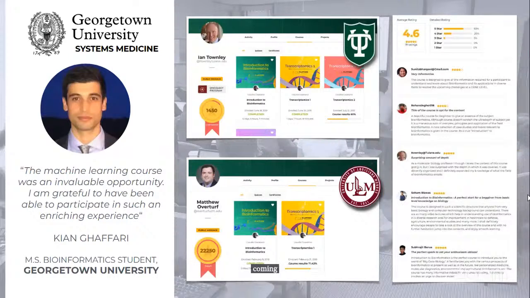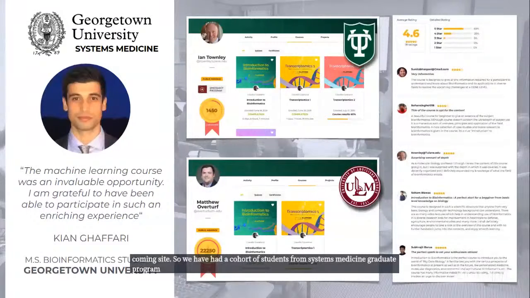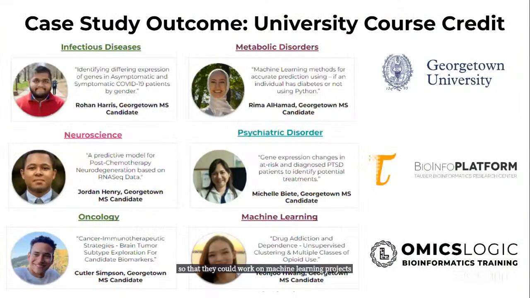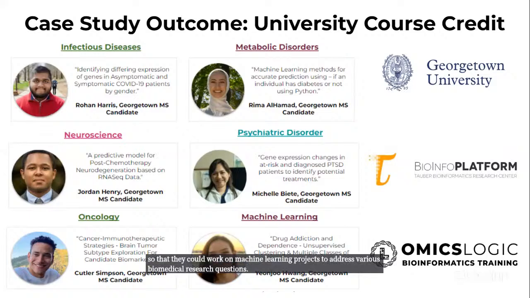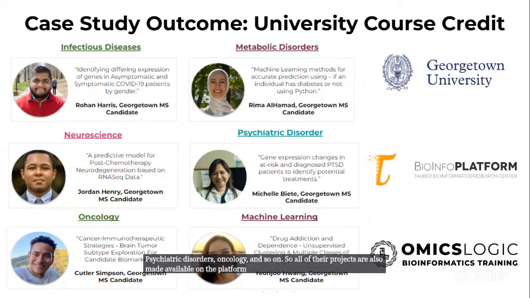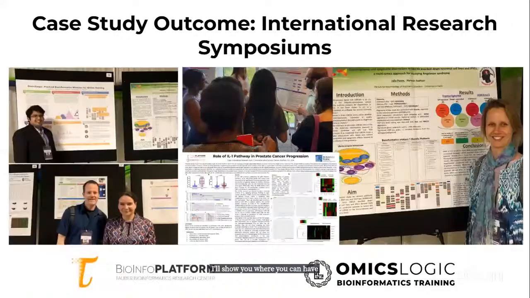So we have had a cohort of students from the Systems Medicine graduate program who completed the biomedical data science using Python training so that they could work on machine learning projects to address various biomedical research questions. So as you can see, these were students who had worked on several fields, such as infectious diseases, metabolic disorders, neuroscience, psychiatric disorders, oncology, and so on. So all of their projects are also made available on the platform. I'll show you where you can have a look at their projects as well.